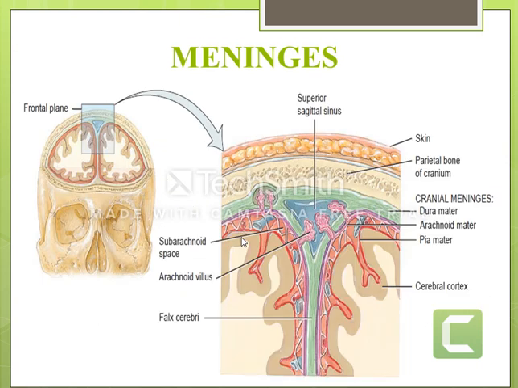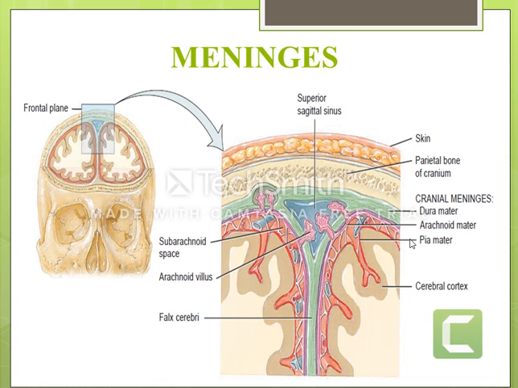See this image. So this lies between the dura mater and the pia mater. This is the arachnoid mater. Between the dura mater and the arachnoid mater, the space is known as the subdural space, and between the arachnoid mater and the pia mater the space is known as the subarachnoid space. The arachnoid mater and the pia mater are connected by the arachnoid trabeculae, and also the arachnoid villus is there.